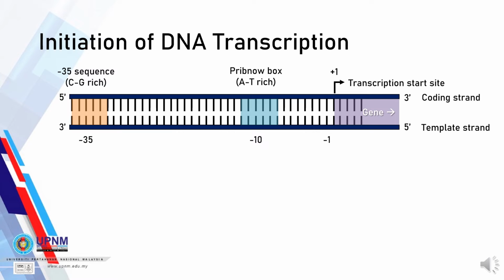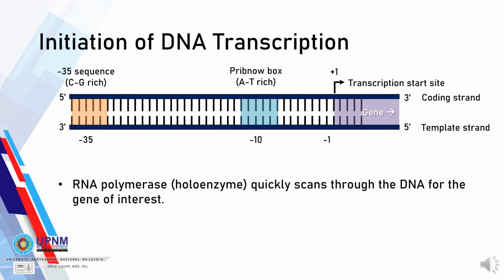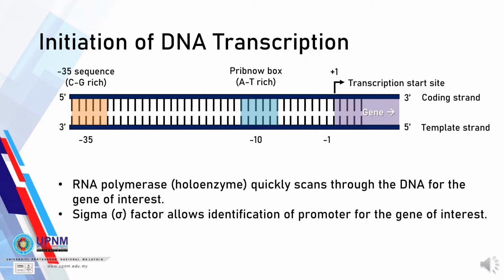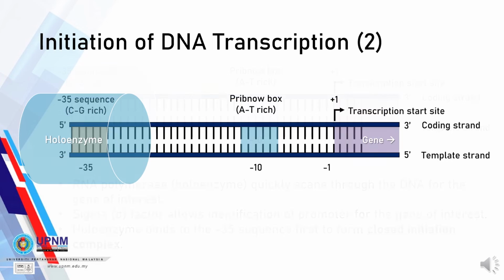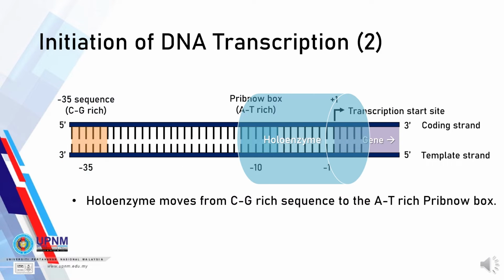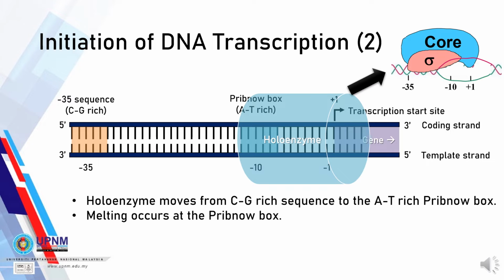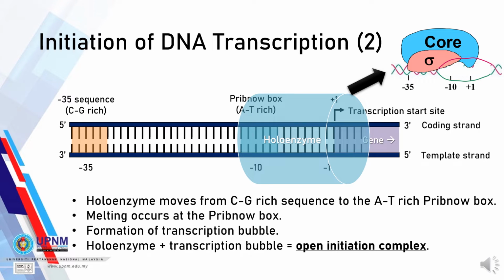During the initiation phase of DNA transcription, RNA polymerase holoenzyme will quickly scan through the DNA for the gene of interest. Sigma factor will help to identify the promoter region of the gene of interest. Then, the holoenzyme will bind to the -35 sequence to form a closed initiation complex. The holoenzyme will then move from -35 to the Pribnow box. The AT-rich sequence in Pribnow box will melt and produce a transcription bubble. Both holoenzyme and the transcription bubble form an open initiation complex.